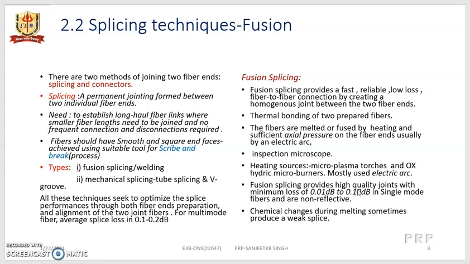So fusion splicing provides high quality joints with minimum loss of 0.01 dB to 0.10 dB in single mode fibers, and they are non-reflective. That is very important. It is non-reflective, meaning the light incident at the joint will not reflect into the same optical fiber end, but it will go to the next optical fiber end. Chemical changes sometimes happen during the melting, and will produce a weak splice.